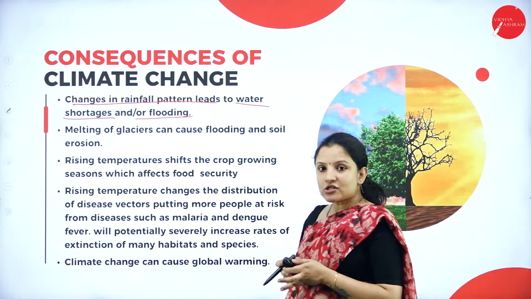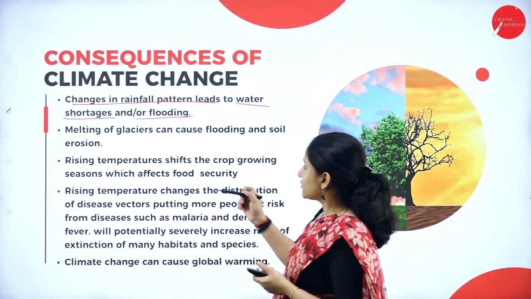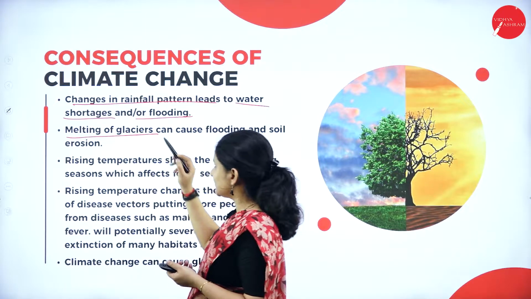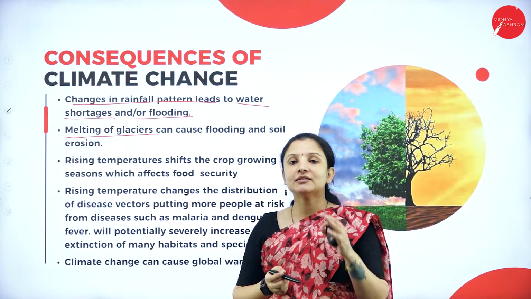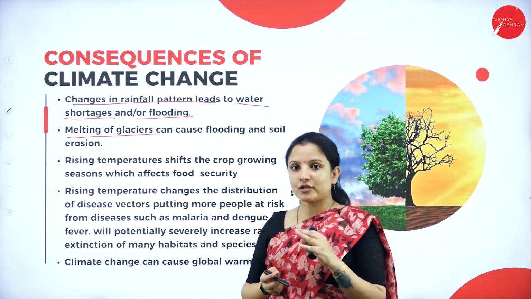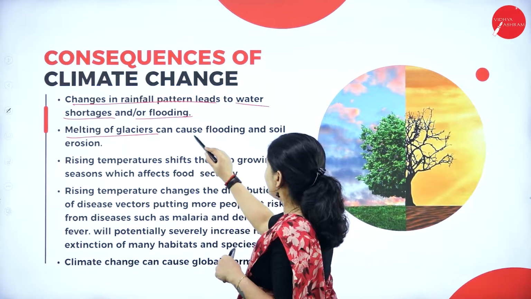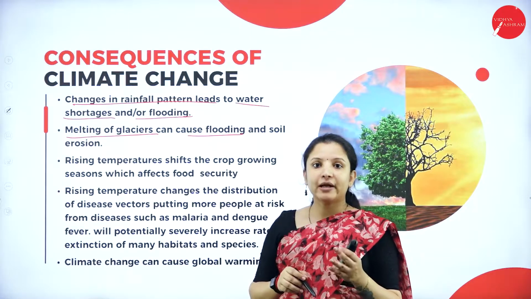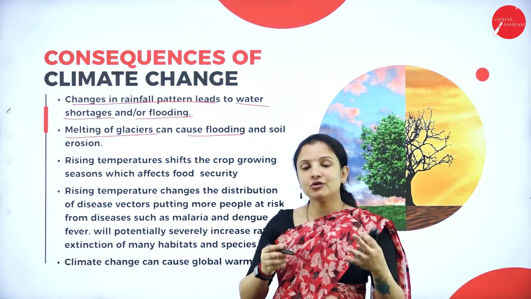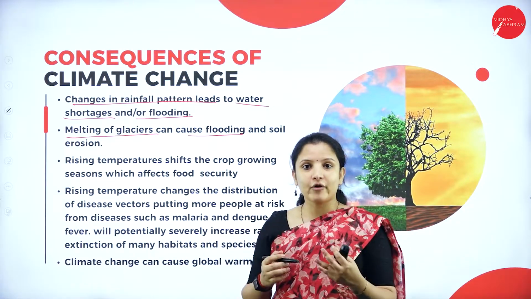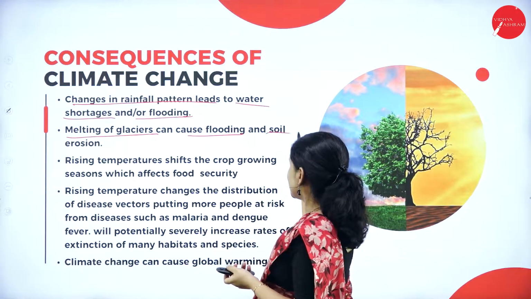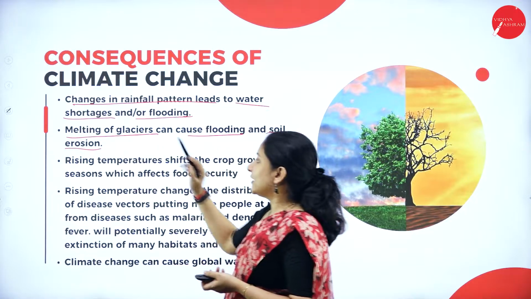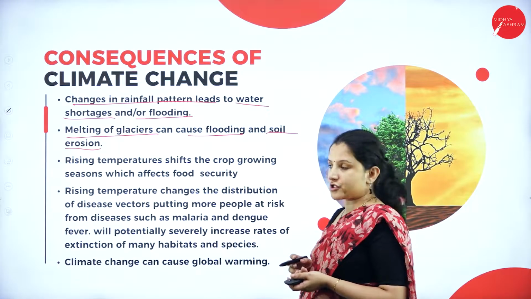Changes in temperature can lead to melting of glaciers, and this melting of glaciers can increase the water level in the water bodies, therefore causing flooding. And not just that, melting of glaciers also carries away the topmost soil into nearby streams and lakes and other water bodies, thereby causing soil erosion.